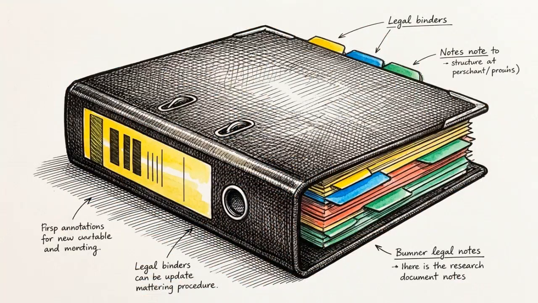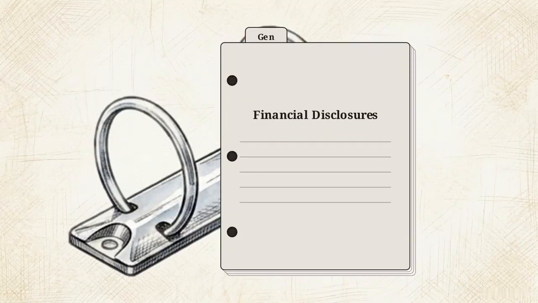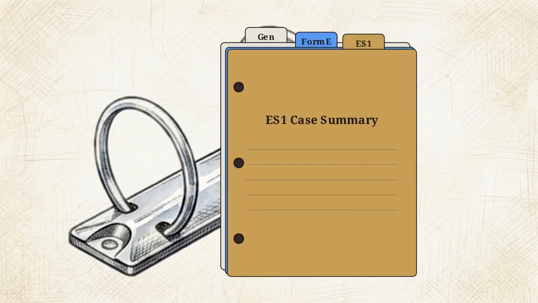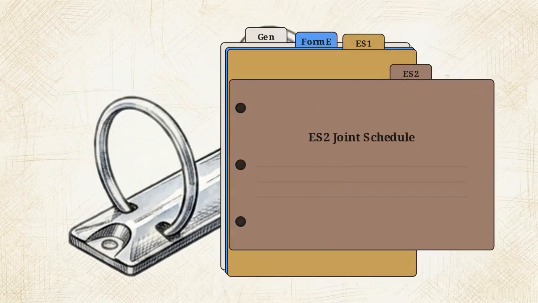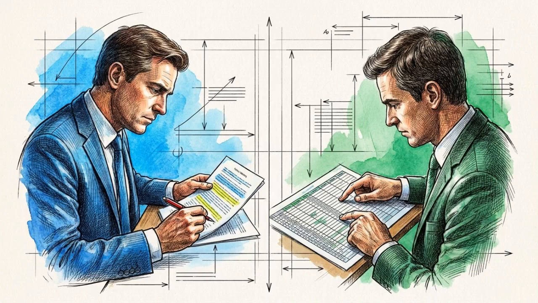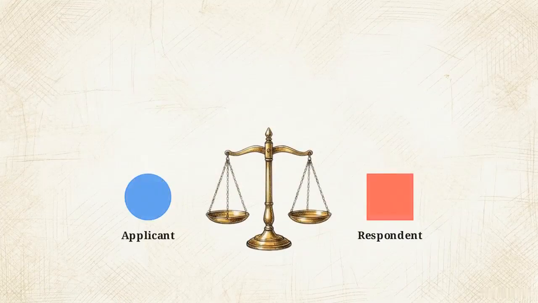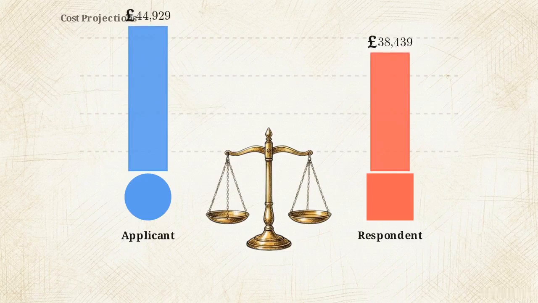The parties must also prepare a trial bundle in accordance with Practice Direction 27A. This bundle includes all relevant financial disclosures, including Form E statements, the ES1 case summary, and the ES2 joint schedule of assets and liabilities. Practice Direction 9A requires legal representatives to arrive with an intimate knowledge of these documents to facilitate a settlement. These pre-filing rules prevent parties from using the FDR as a procedural formality. They are forced to crystallize their positions and cost out their proposals in advance.